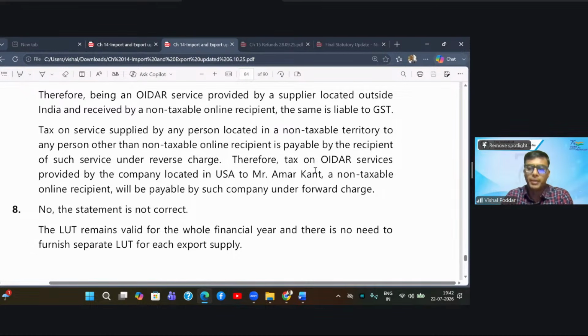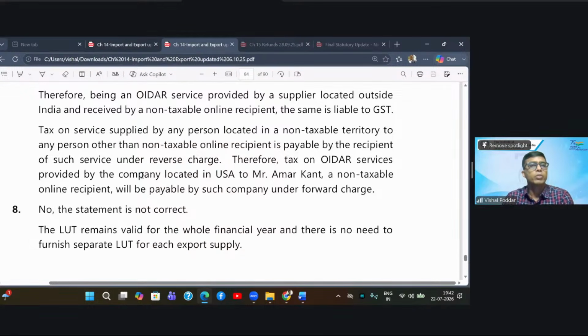Now comes the next part. The next part is who is liable to pay tax. Now here, the tax on this service, which is supplied by a person from outside India to a person who is NTOR in India, is covered under forward charge. It will not be covered under reverse charge.